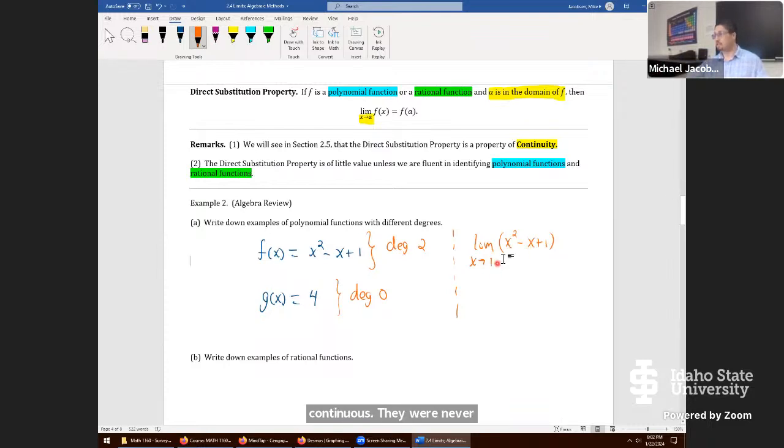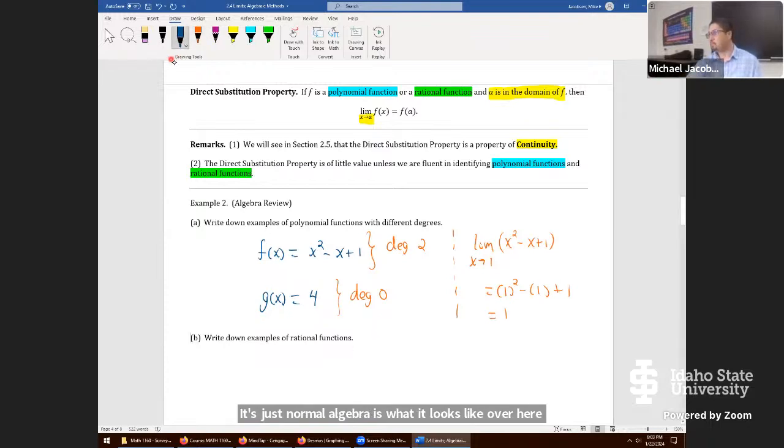You're just going to take a 1 and substitute it inside. It'll turn into 1 squared minus 1 plus 1. So the whole value of that limit is 1 after resolving all these simplifications here. You couldn't ask for a faster limit. I mean, that's even faster than doing it with a graph. I don't have to look for weird issues, jump discontinuities, removable discontinuities. It's just normal algebra is what it looks like over here. So we want to do the same with rational functions. Let's put down a couple examples of those.